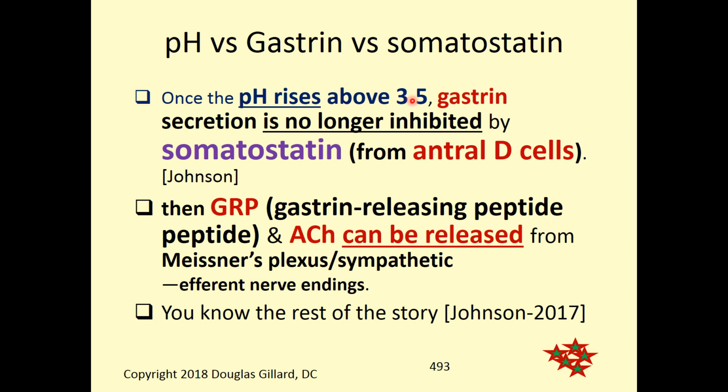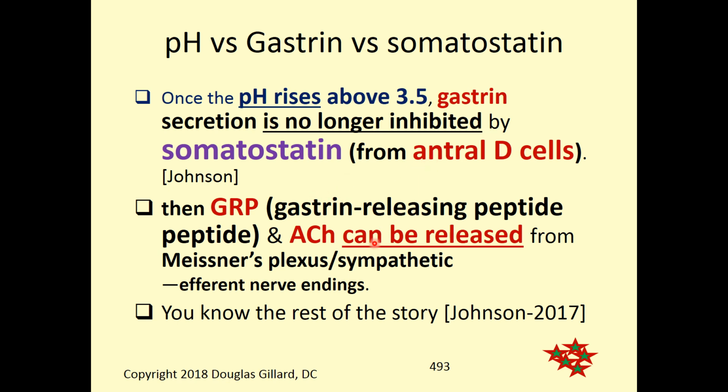So once the pH is below 3.5, D cells inhibit the release of gastrin. But once it goes above, gastrin secretion is no longer inhibited by somatostatin. And so now gastrin can flow and get the acids going again. So that mechanism by D cells, especially the antral D cells where it tastes the pH, is super important for turning acid on and off.